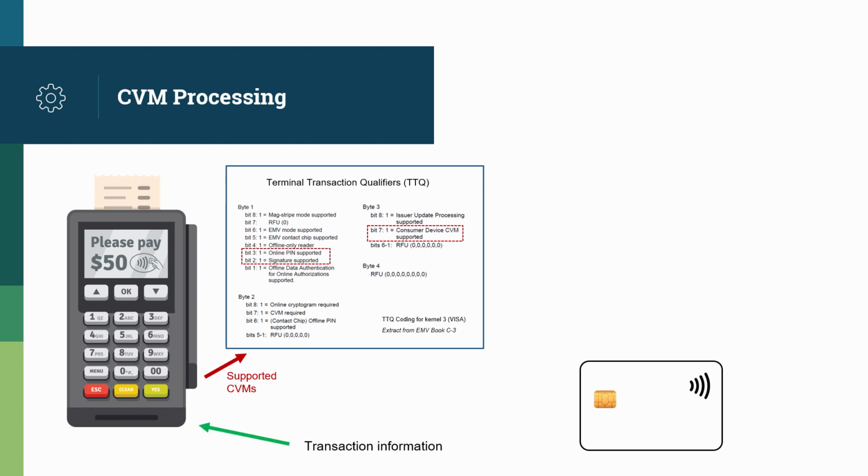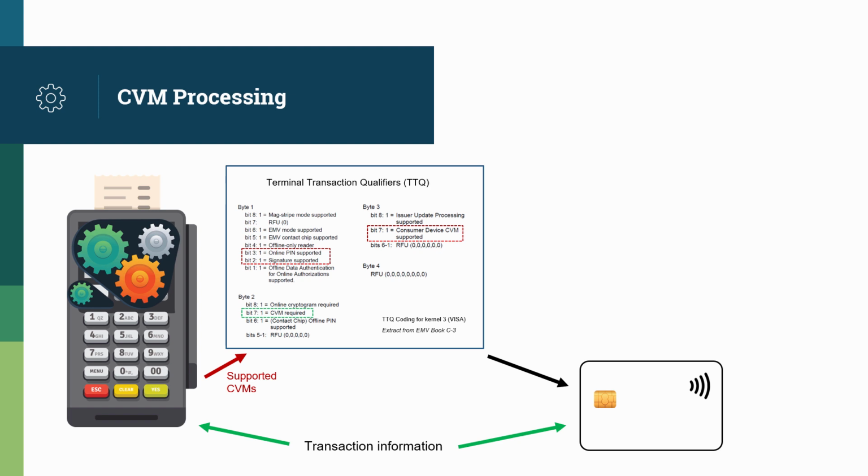The terminal processes that and checks the transaction data against its own limits. Depending on how it is configured, the terminal might determine that it will only accept this transaction over contactless if the cardholder is verified. When that's the case, it can set an additional bit on the TTQ before it gives it to the card. The card would then be informed of what the terminal can do and of whether the terminal will require a CVM method.